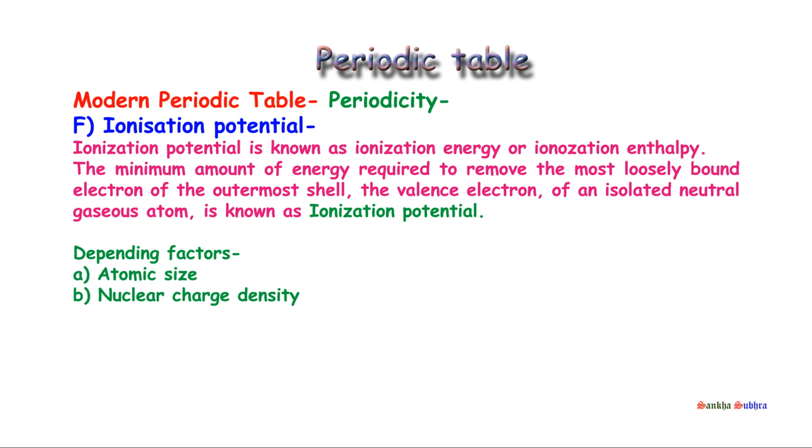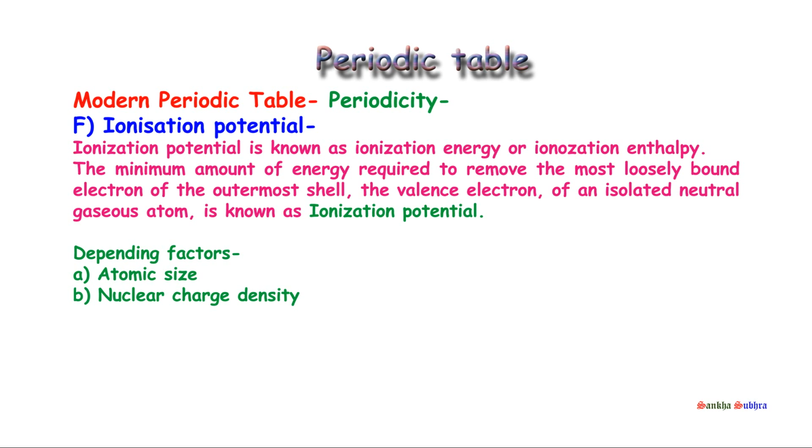Now, if we try to define the periodicity of the ionization potential, we will again find two basic factors. Number one, that is the atomic size, and number two, that is the nuclear charge. If we try to highlight atomic size, then we will find that the greater the atomic size, the lesser the force of attraction on the outermost electron. As a result, it will be easier for us to remove the external electron. So, if the size is going to be increased, then the ionization potential will be reduced.